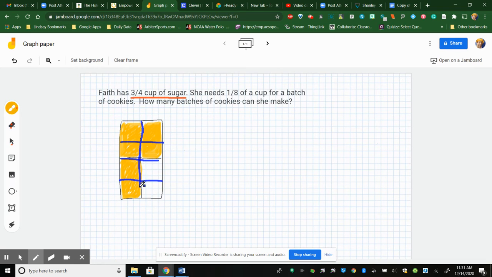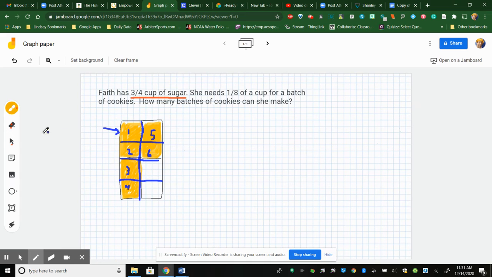that 3/4 of a cup of sugar turns into 1, 2, 3, 4, 5, 6 eighths. So therefore I can make 1, 2, 3, 4, 5, and 6 batches of cookies. Each one of these is one batch of cookies, so I can make 6 batches of cookies.